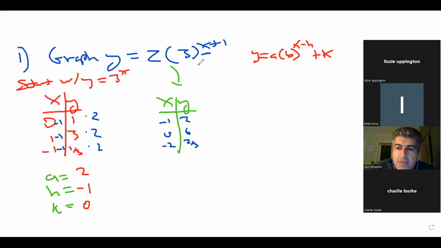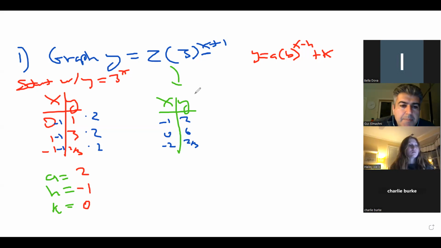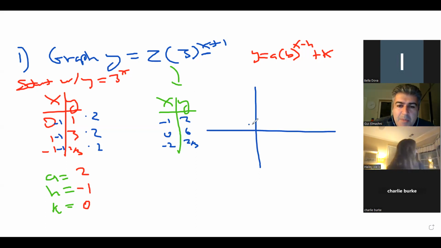So anyway, once we do that, and I'll get to the questions just a little bit, let me just finish this problem up. So just plot it, right? That's not hard. Let's see, 1, 2, 3, 4, 5, 6. And then of course, -1, 2 is right here. 0, 6 is way up here. Oh, I meant to put -1, 2 right there. My bad. And of course, -2, 2/3 are right here.